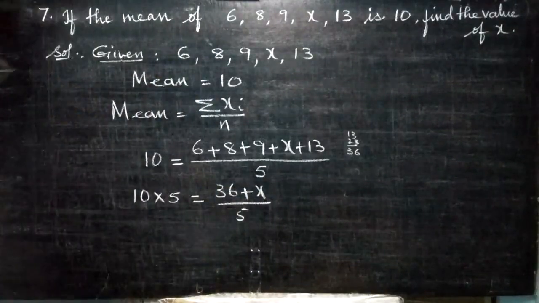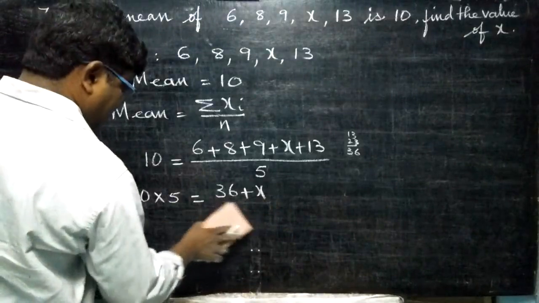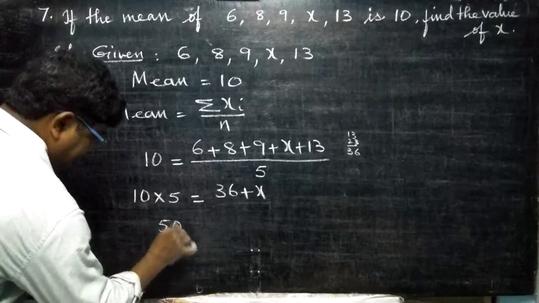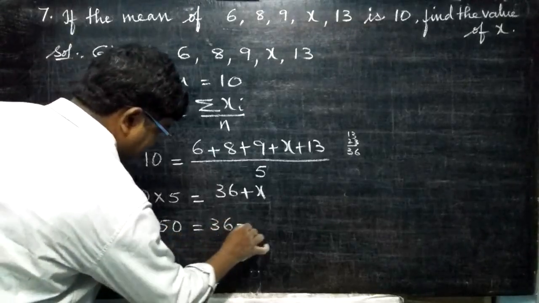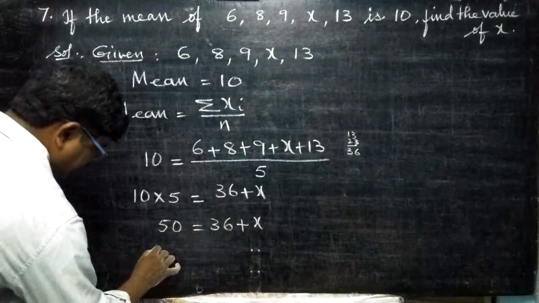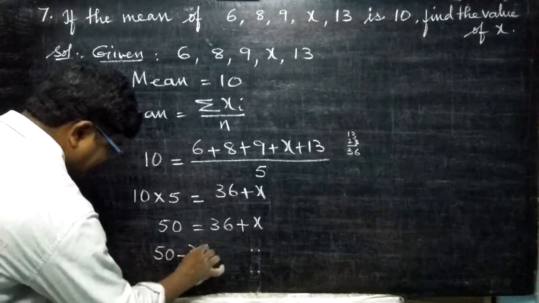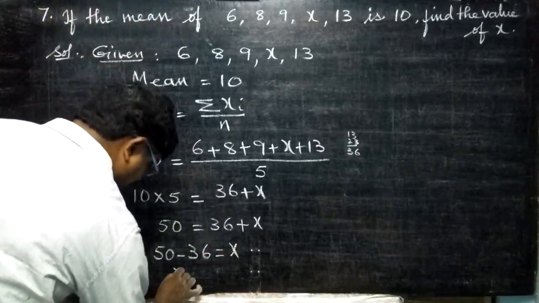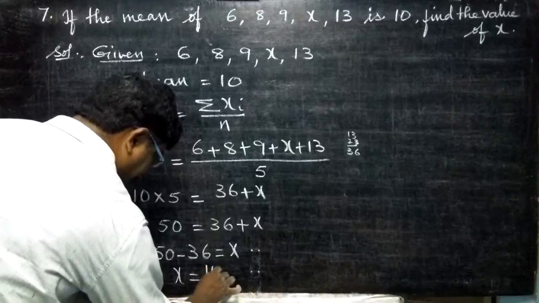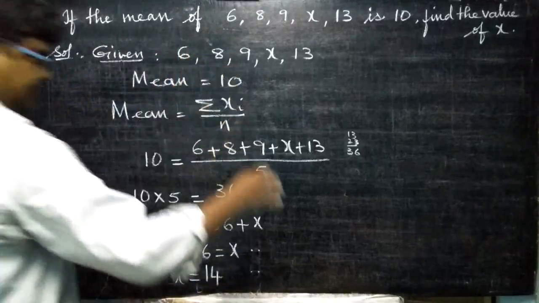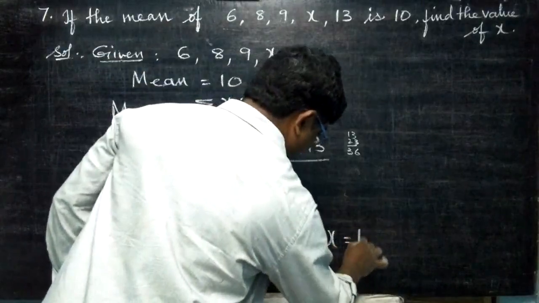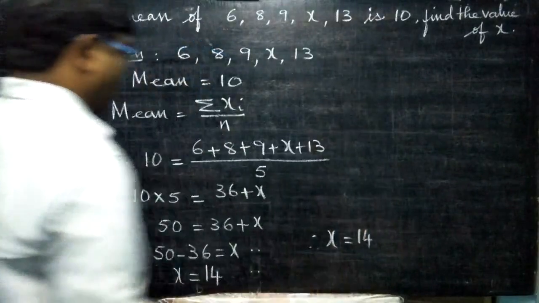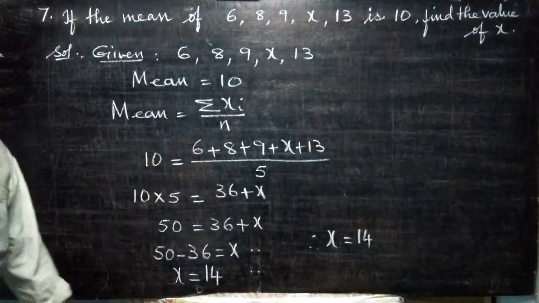I've already multiplied now. Again 5, no need to write because we did cross multiplication. 10 5s are 50 is equal to 36 plus x. 50 minus 36 is equal to x. Now x is equal to 14. They told us to find the value of x. Therefore x is equal to 14. Able to follow? Do carefully. This is how to find the unknown observation in this method.